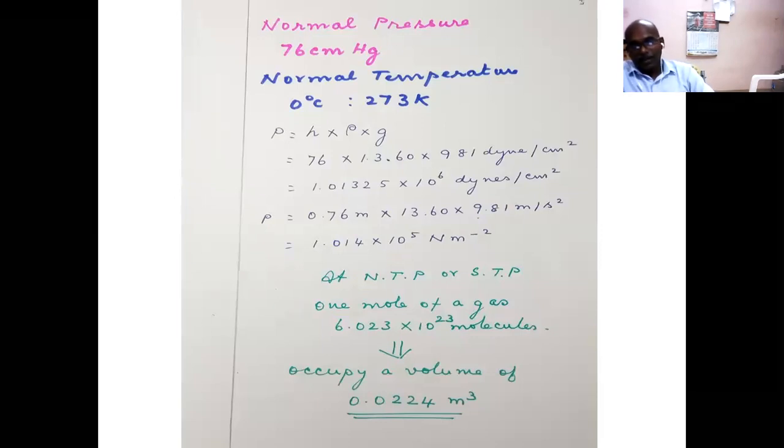So finally, in the gaseous state, this is the last thing I'm going to discuss in the gaseous state. Look here, for today's class, what is normal pressure and normal temperature? Normal pressure means 76 centimeter of a mercury column.